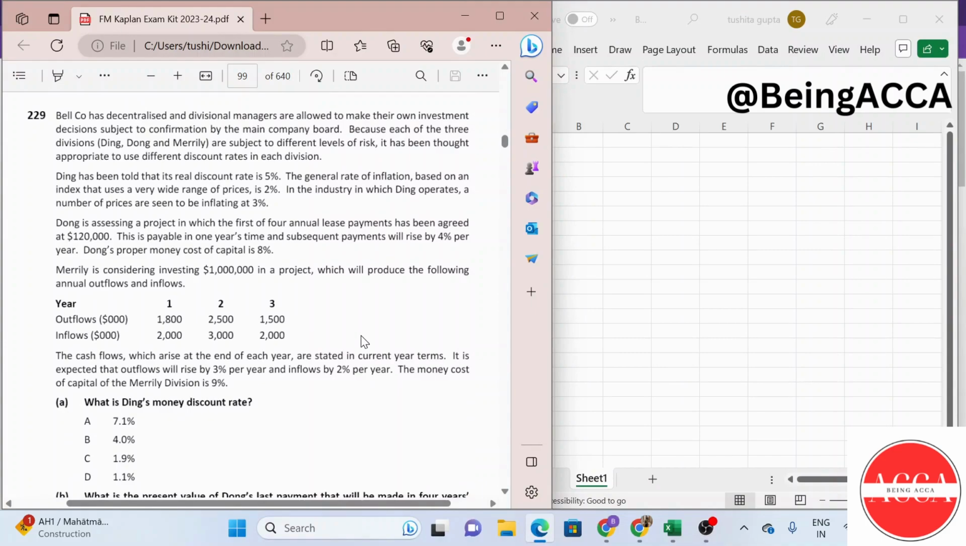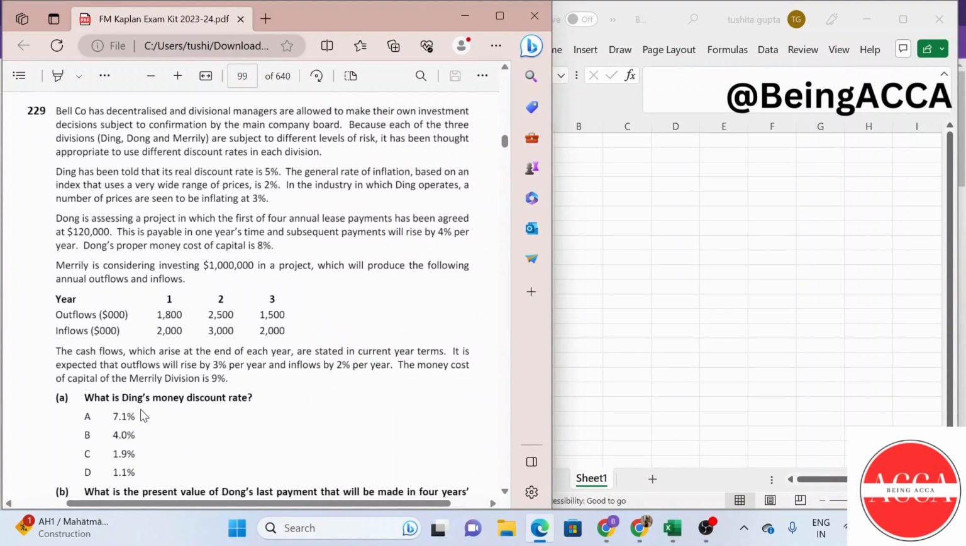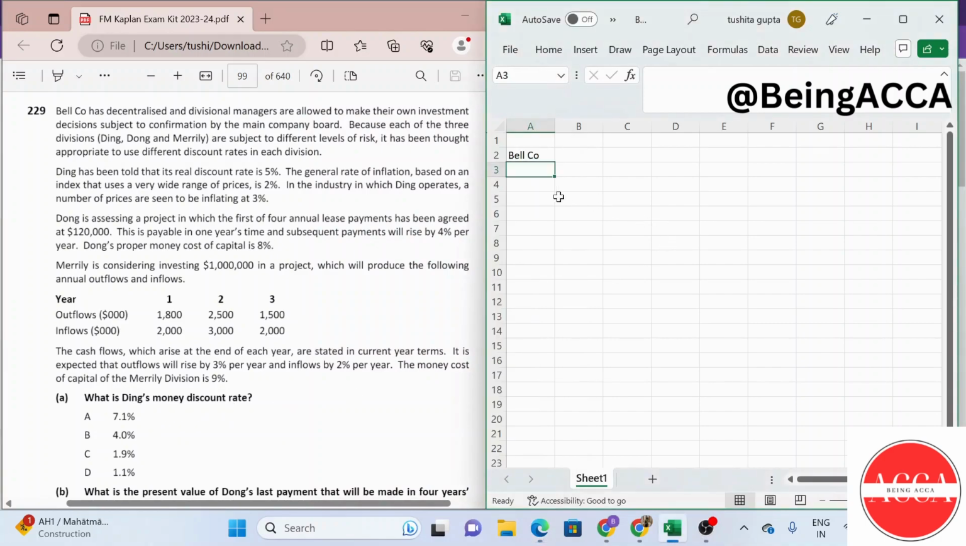Okay, so let's see what the first question asks us. The first question asks what is Ding's money discount rate. Okay, so we have information given about the real discount rate, the general inflation rate and the specific inflation rate in the industry. We need to find out the money discount rate. Now first of all, the formula that we have is 1 plus money rate equals 1 plus real rate multiplied by 1 plus your general rate of inflation. Right? Then let's put the values in this formula.